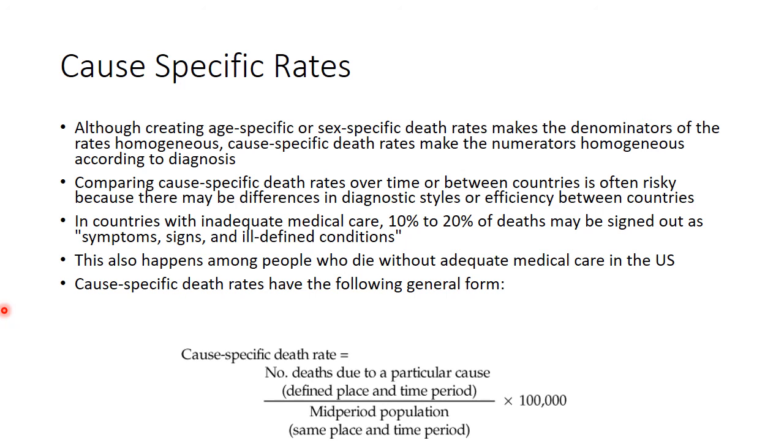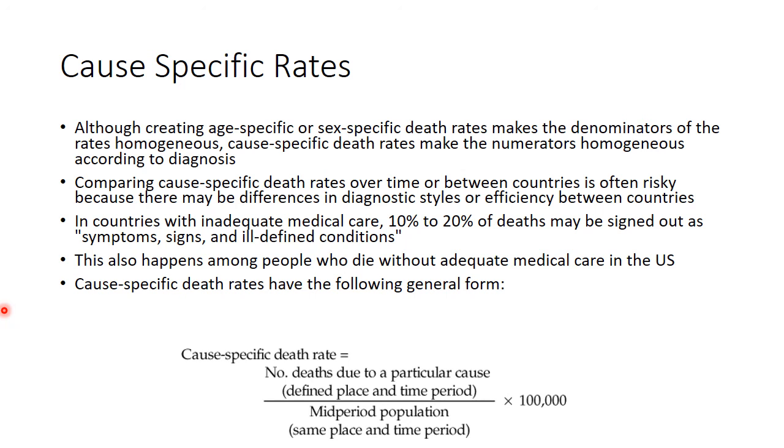By comparing these cause-specific death rates over time, or between countries, it can be pretty risky, since there can be a lot of differences in things like diagnostic styles, or the efficiency of the healthcare provided in different countries. For instance, in countries with inadequate medical care, 10 to 20% of deaths may be signed out as symptoms, signs, or ill-defined conditions, so kind of an unknown cause of death. You can see this actually happens among people who die without adequate medical care in the U.S. If we can't target a specific cause, it's an unknown cause.